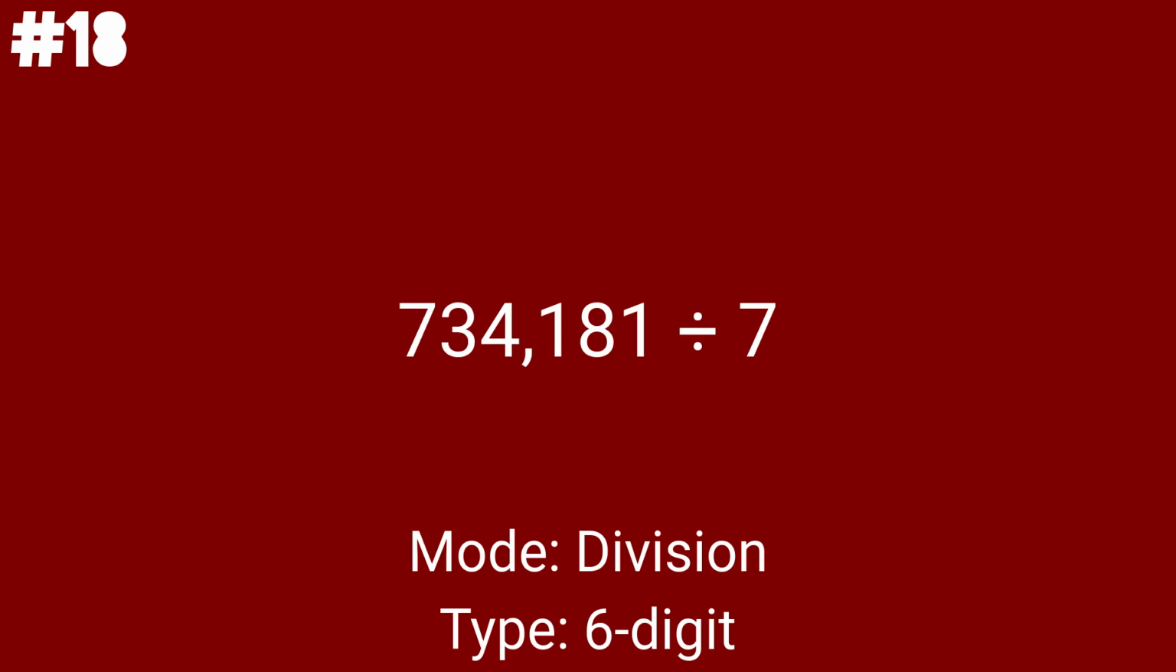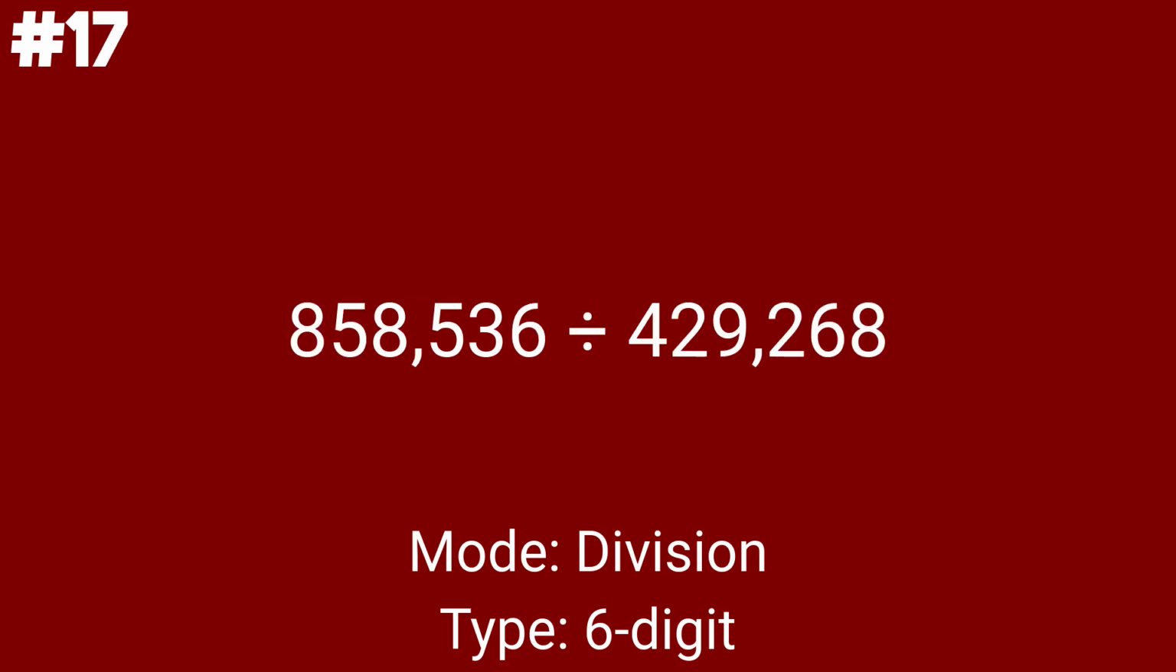734,181 divided by 7 is when we run into a lucky number as the divisor, and it's the world's favorite number. Anyways, this is the 23rd division problem today. 858,536 divided by 429,268 is the 24th division math problem. It's the 17th to last division problem before we end the video.